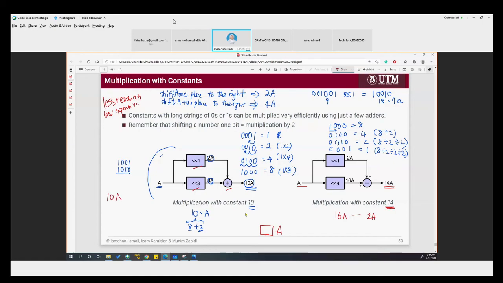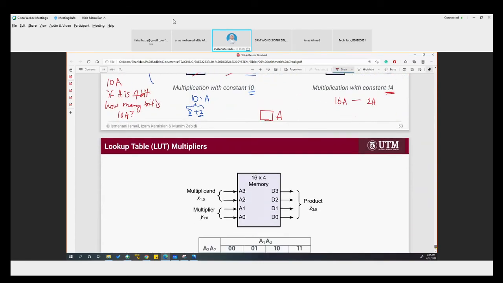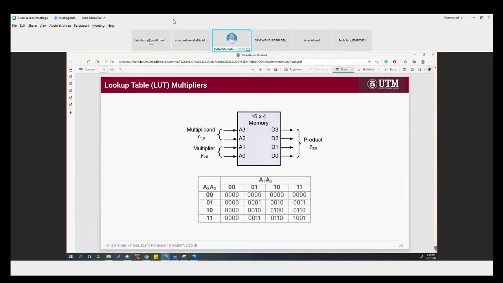10A. If A is 4-bit, how many bits is 10A? Need to answer that? I'll go to the next slide, the last slide, because we have about 10 minutes to go.